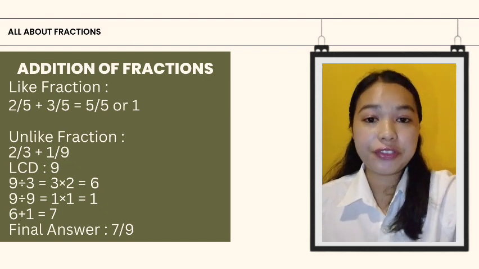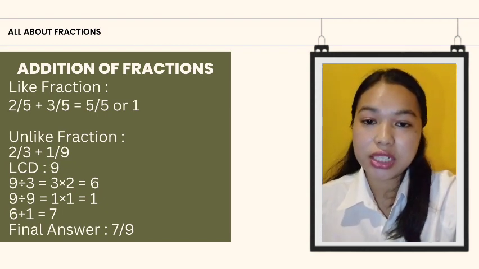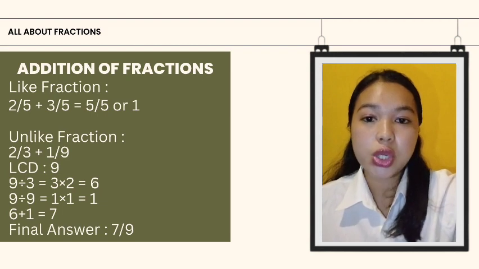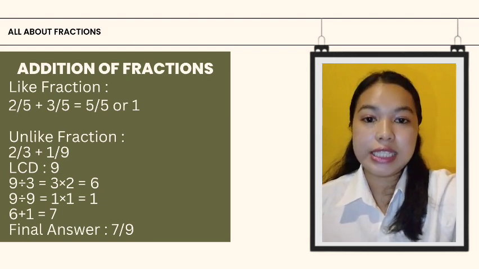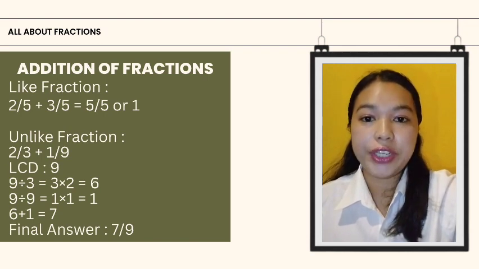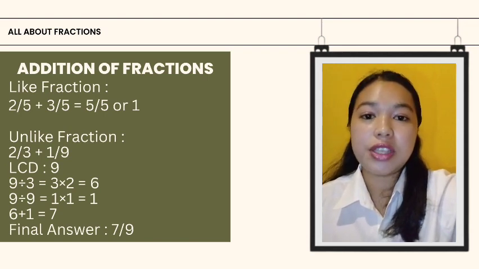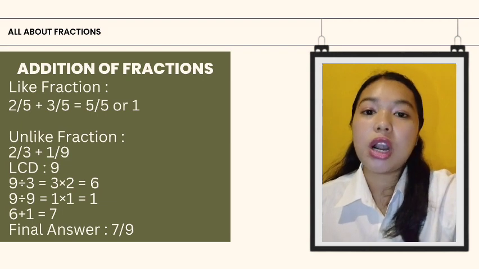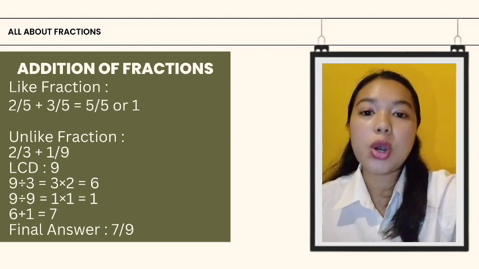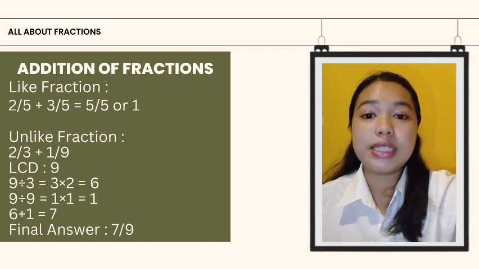And how about if the fraction is unlike fraction? So the first step that we need to do is to convert it into a like fraction. In order for us to convert unlike to like fraction, we need to get their LCD. So for example, 2 over 3 plus 1 over 9. As we can see, they have different denominators. So what we're gonna do is to find the LCD of 3 and 9. Their least common multiple, or the LCM, is 9.